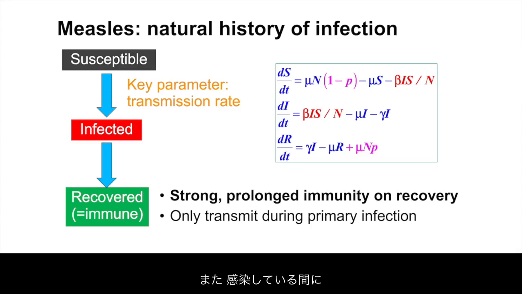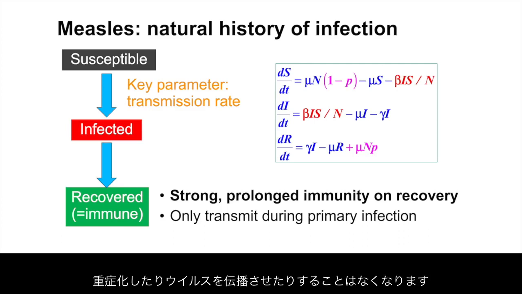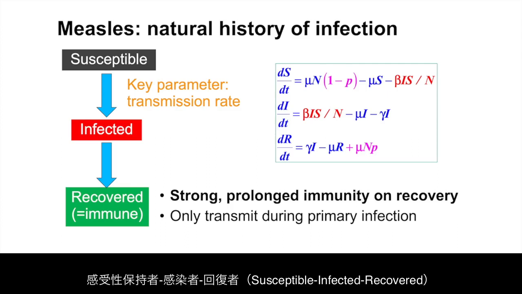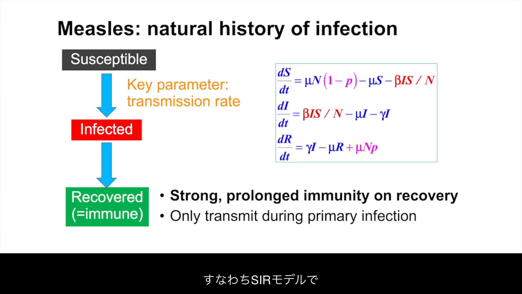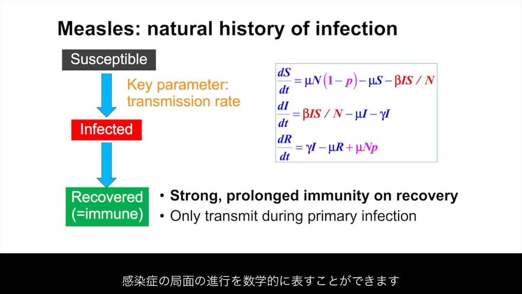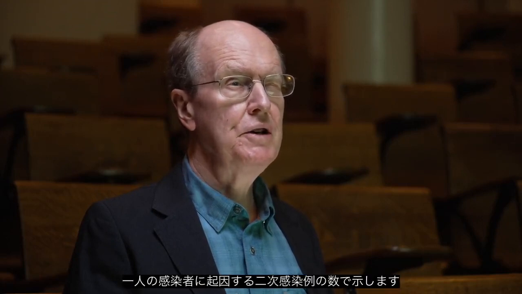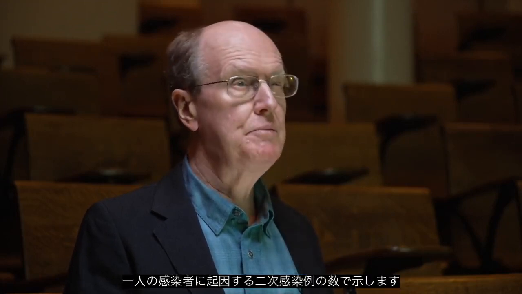During infection, they can infect others. After a couple of weeks, most people recover and cease to be infectious. Their immune systems have learned how to recognize the virus, and they no longer have serious disease or transmit the virus if they are exposed to it again. We can express this progression through stages of disease mathematically in the so-called susceptible, infected, recovered, or SIR model for epidemic spread. A key parameter in this model is the transmission rate, which is often measured by the reproduction ratio, the number of secondary cases caused by an infected person.